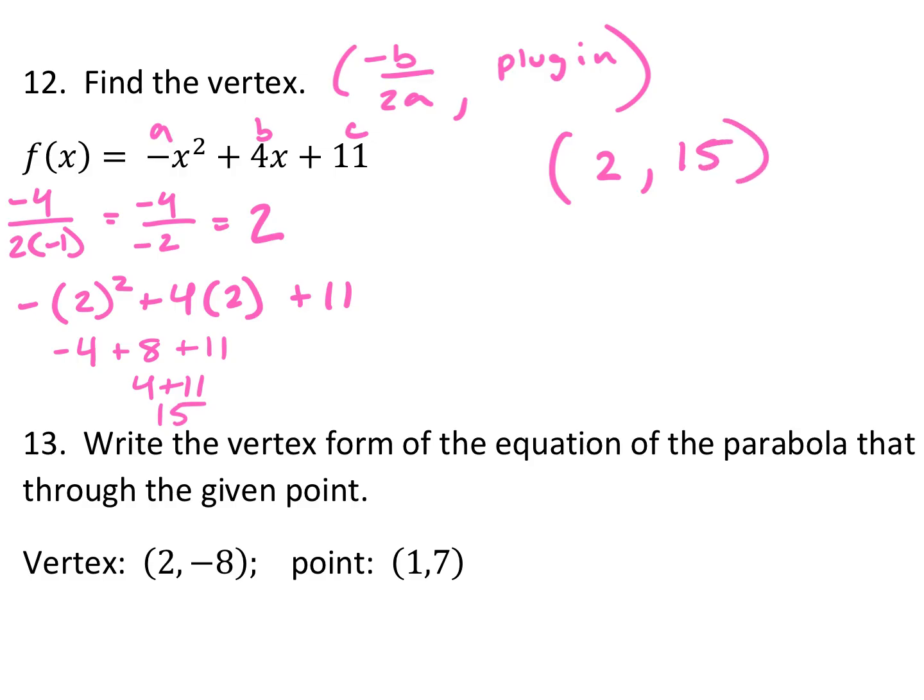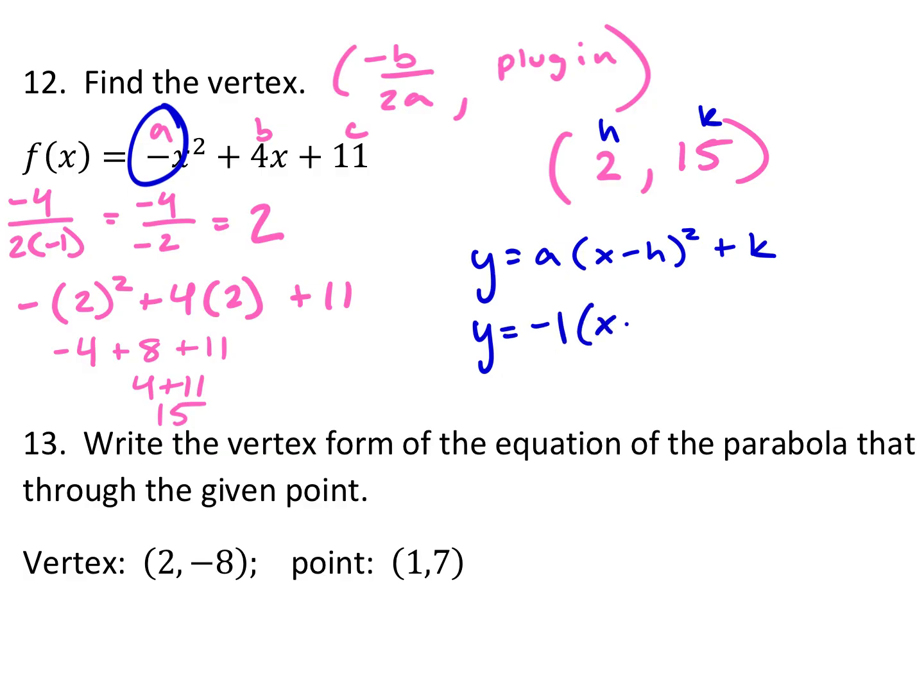Now for practice, let's put this in vertex form. We'll write y equals, so we'll write it as an equation. Our vertex form is y equals a times x minus h squared plus k. So our vertex is our h comma k, and our a comes from the equation. So y equals negative 1 times x minus 2 squared plus 15.